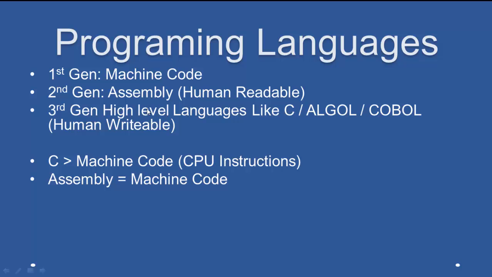It's not really efficient. So we created a new generation called third generation programming languages, like Algol and COBOL and C, where it's more human writable, but you lose the one-to-one mapping. With C, you can turn that into machine code and CPU instructions very easily, but you can't take machine code and turn it into C. That's called decompiling, and it just doesn't really work that well. But you can take assembly and turn it into machine code and turn it back into assembly.